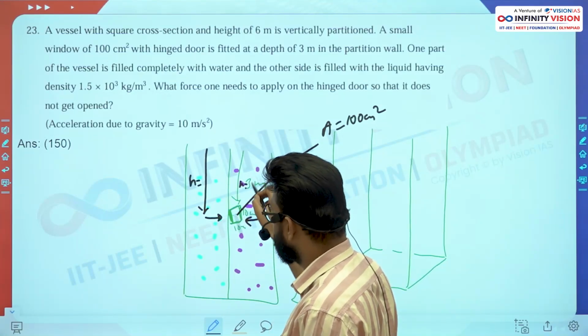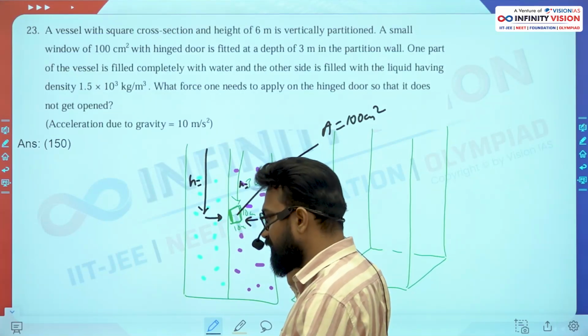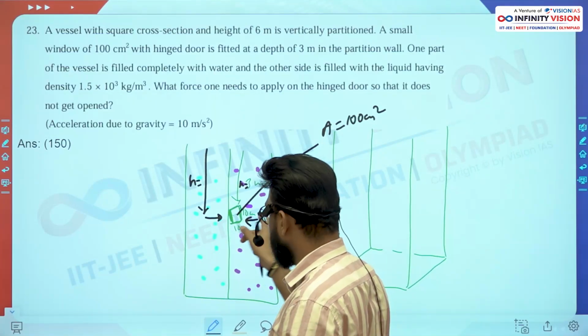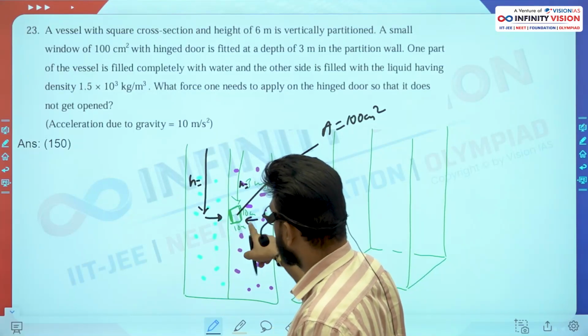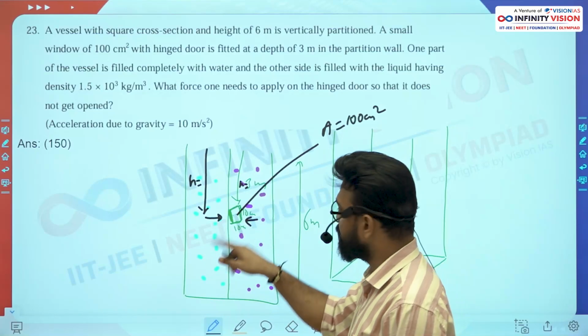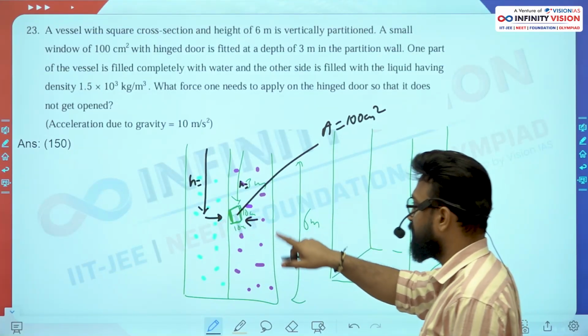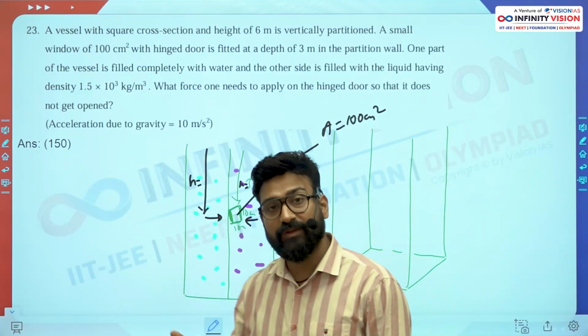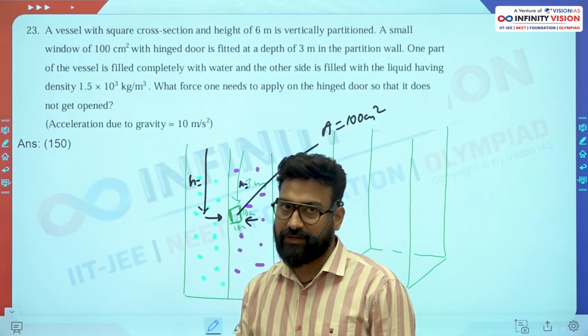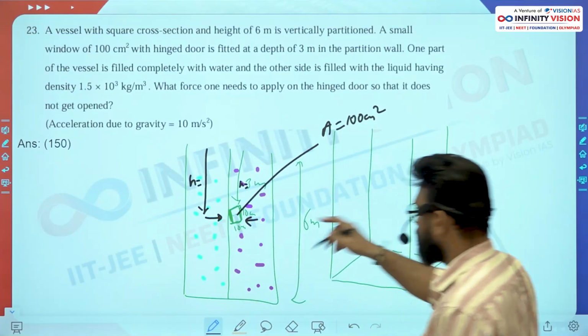At this depth, the force acting because of this liquid would be more. The pressure is rho gh, and the density is more as compared to the water, so the pressure over here is more. The pressure multiplied by area would be the force applied by this liquid.